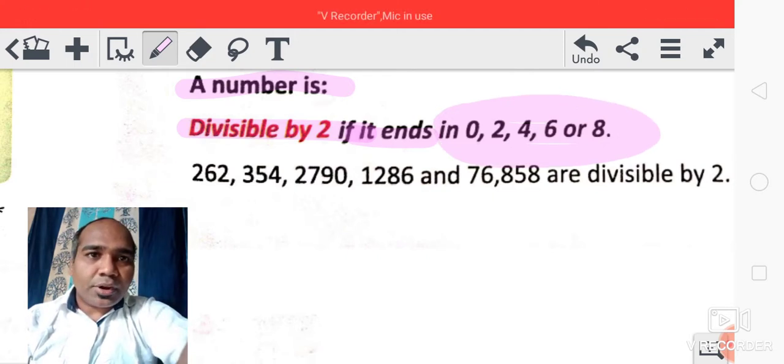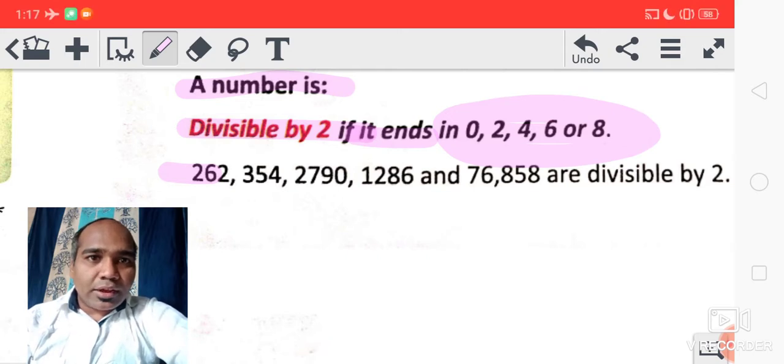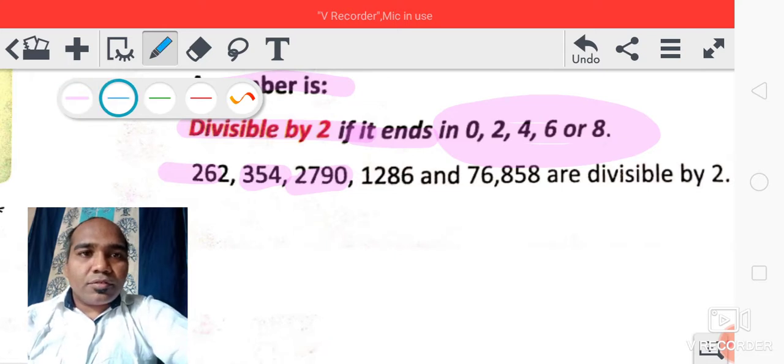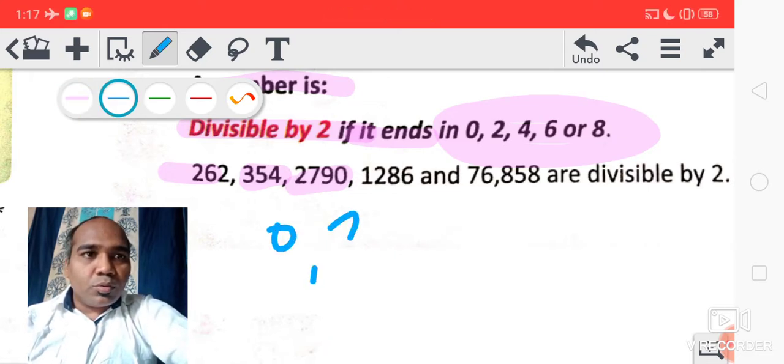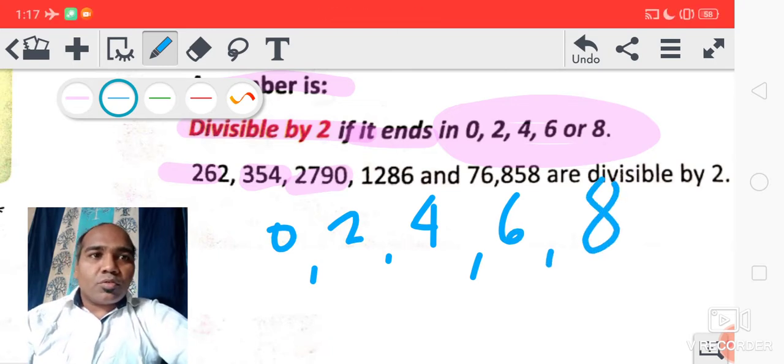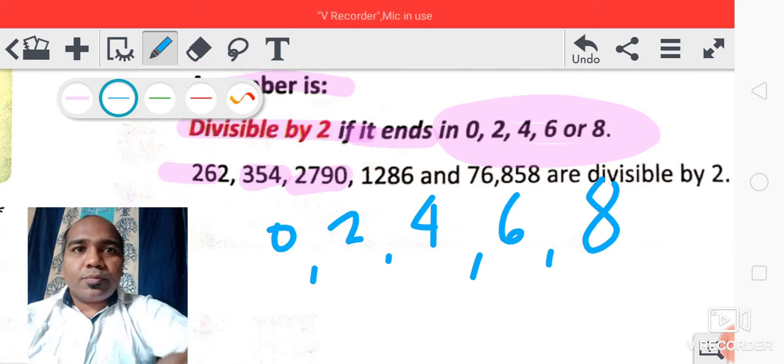You can see the example. 262, the last digit is 2. 354, the last digit is 4. 2790, the last digit is 0. So any number ending with 0, 2, 4, 6 or 8, all will be divisible by 2.